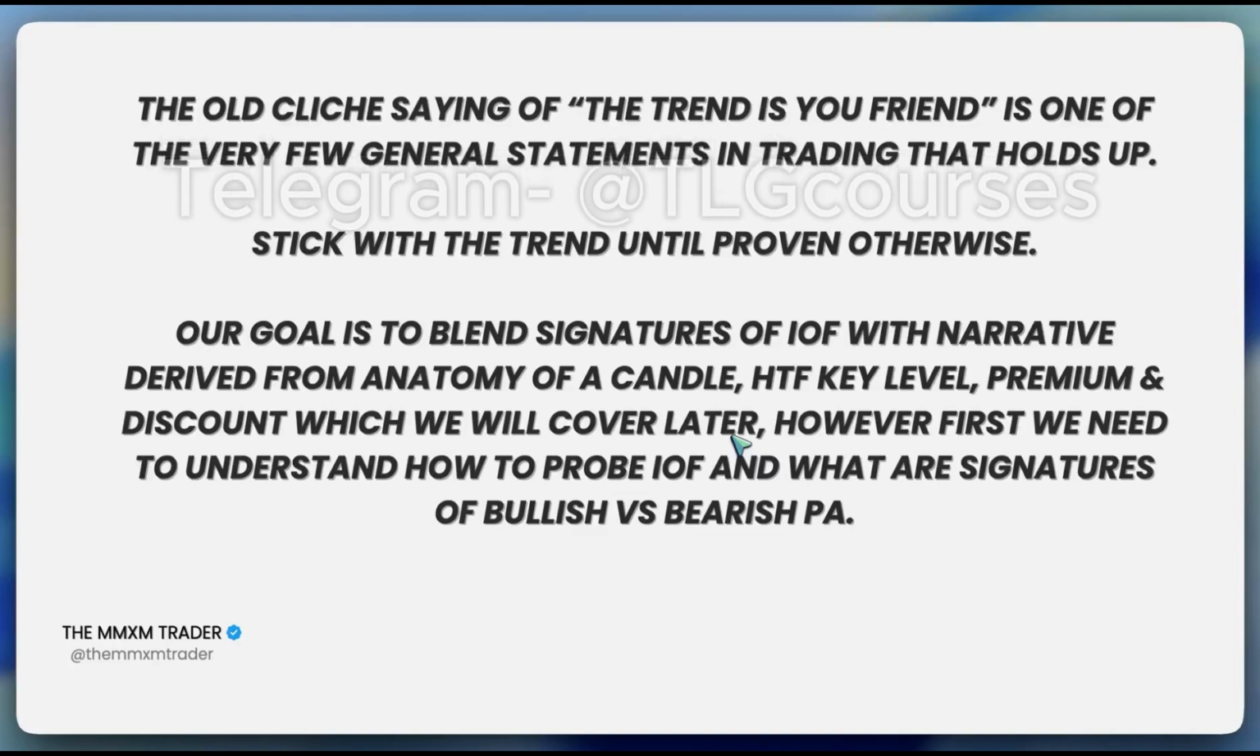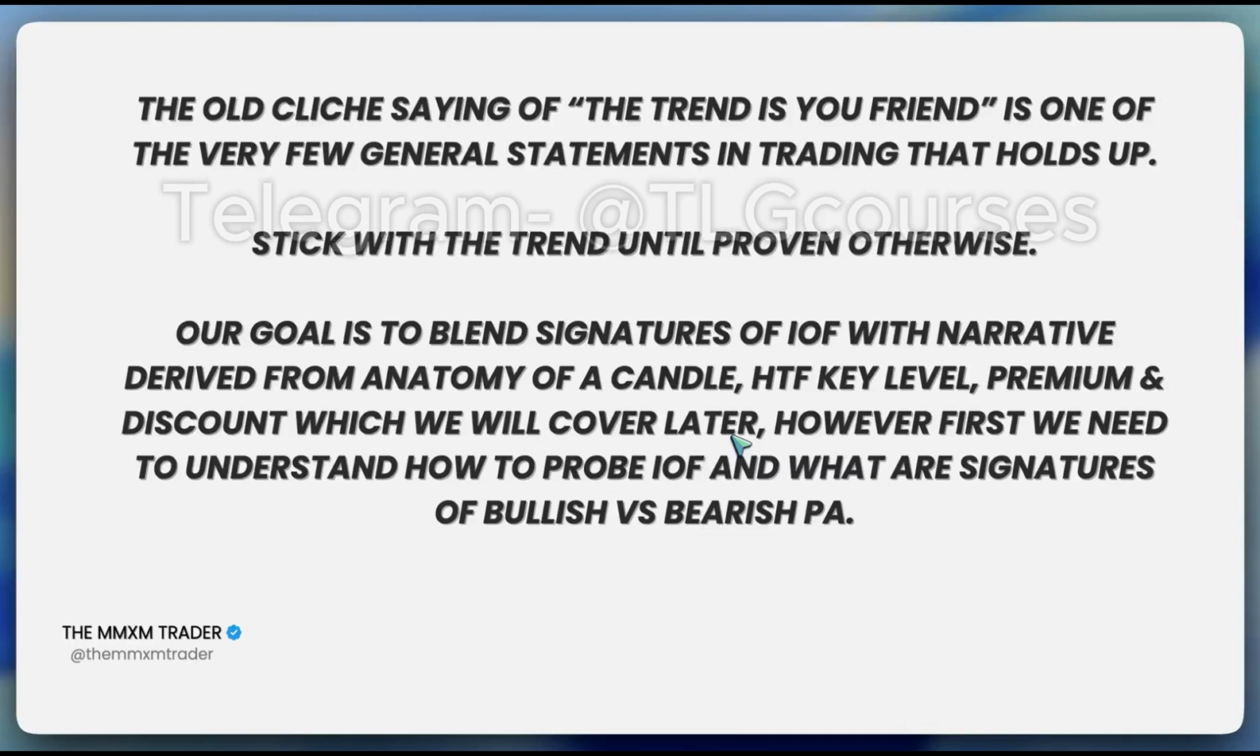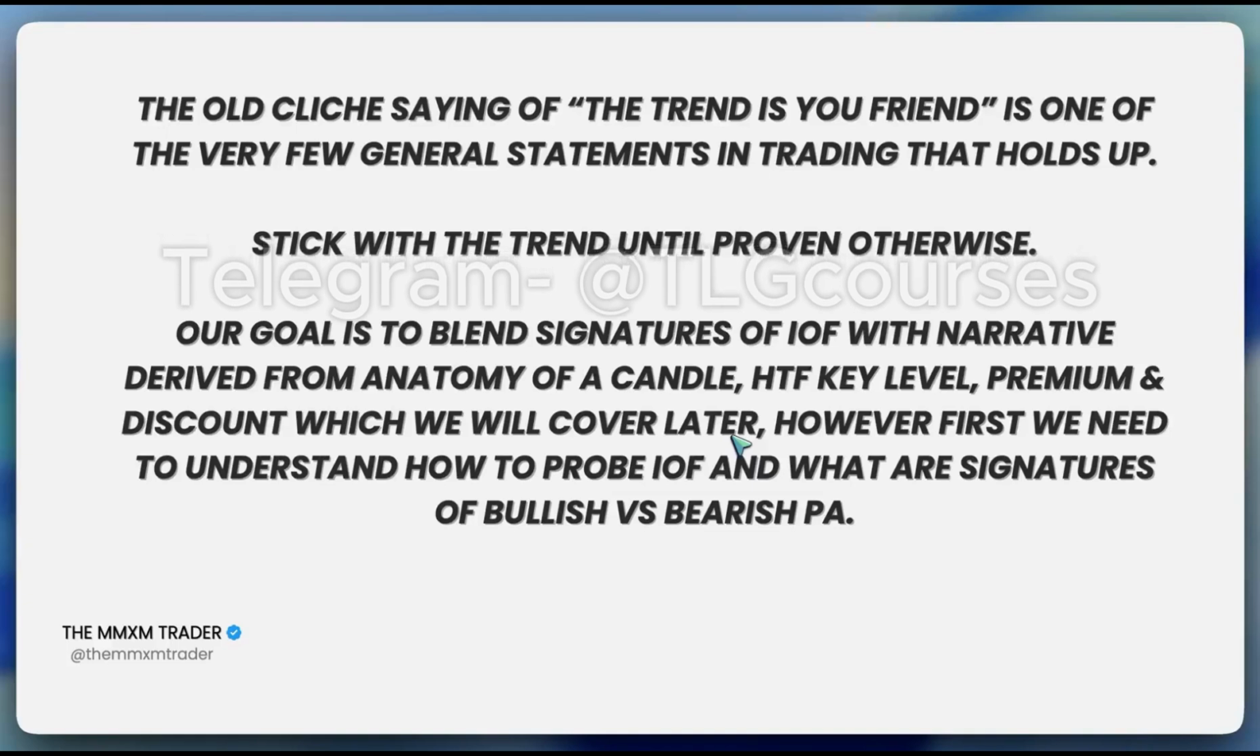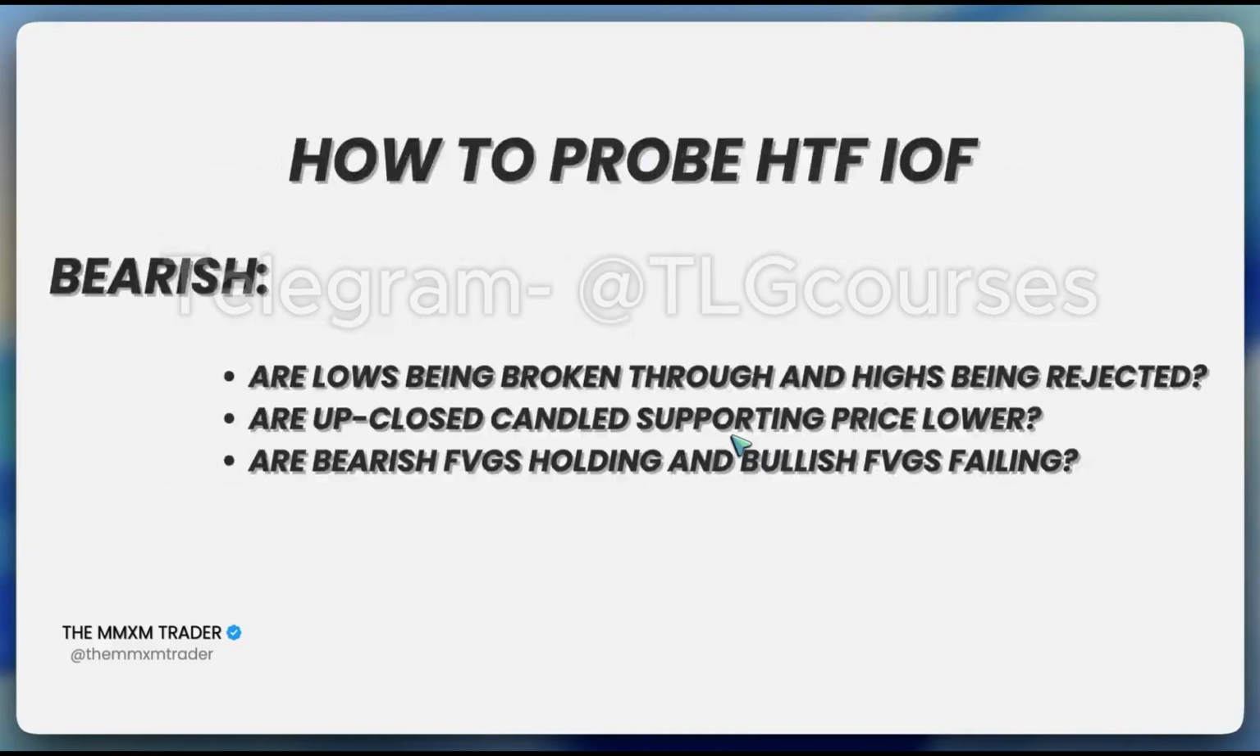Our goal is to blend signatures of institutional order flow with narrative derived from anatomy of a candle, high time frame key levels, premium and discount, which we'll cover later. However, first we need to understand how to probe institutional order flow and what the signatures of bullish versus bearish price action are. What does bullish PA look like? What does bearish PA look like? What happens in bullish price action? What happens in bearish price action?